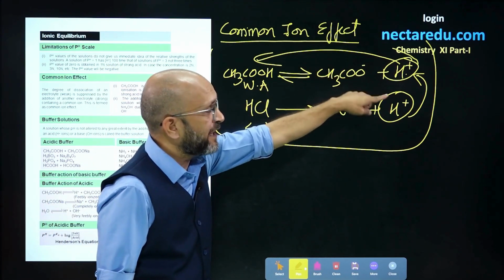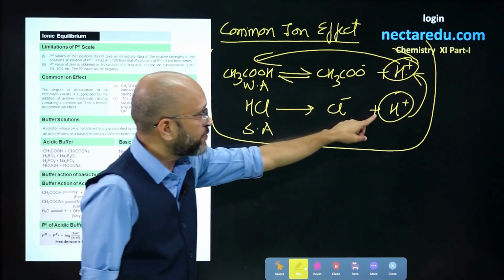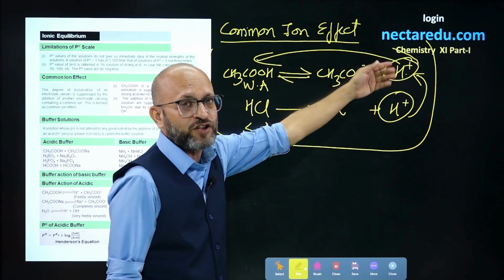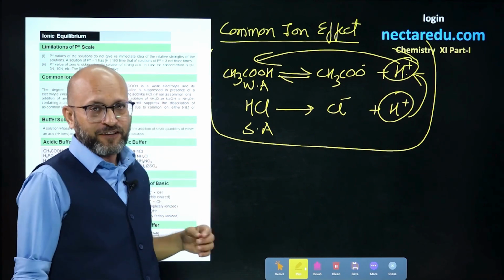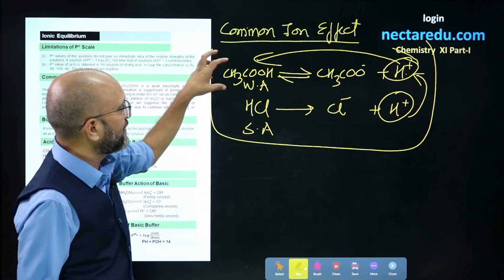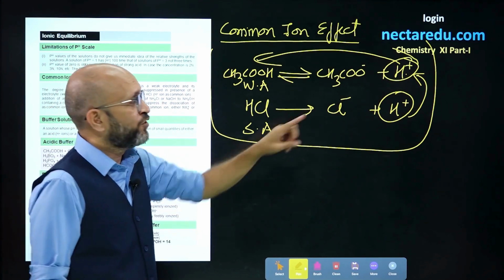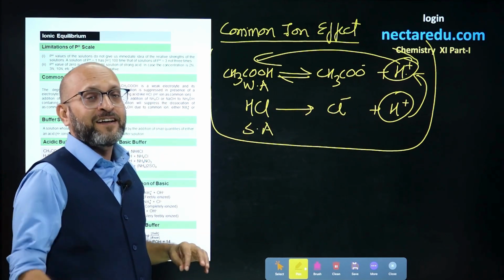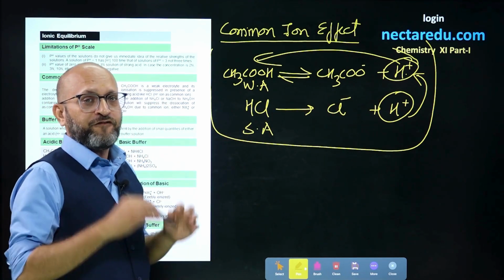So there is a common ion present in the solution. This H plus will increase the H plus concentration and the reaction falls backward. So ionization of acetic acid decreases due to the presence of the common ion. This is known as the common ion effect.